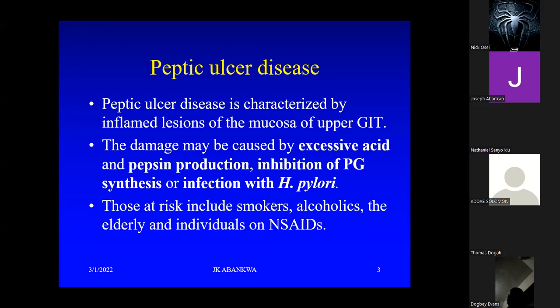Also, infection caused by Helicobacter pylori, okay, could also cause damage to the walls of the GIT. So those at risk include smokers, alcoholics, the elderly, and individuals on NSAIDs. Here, NSAIDs are non-steroidal anti-inflammatory drugs. And what they do is that as they are taken in, they block COX enzymes.